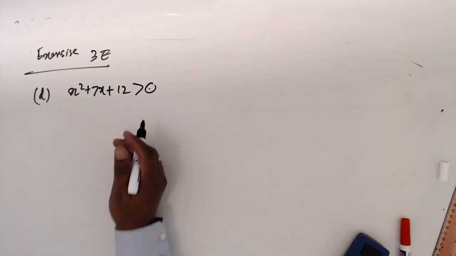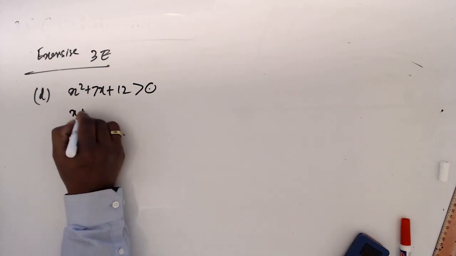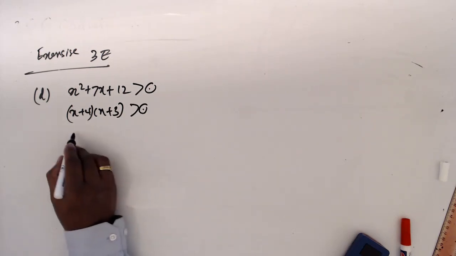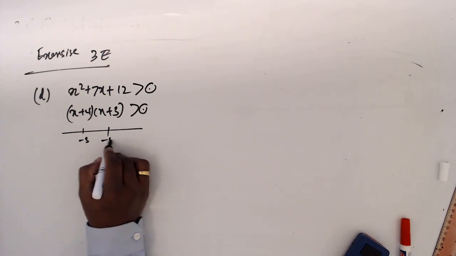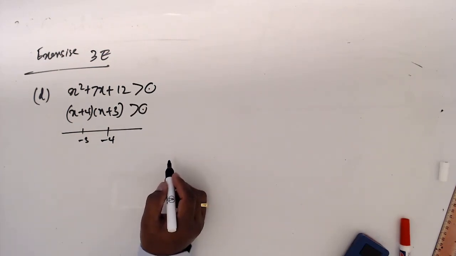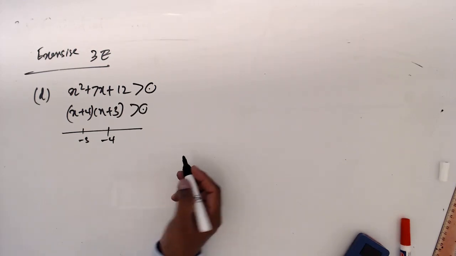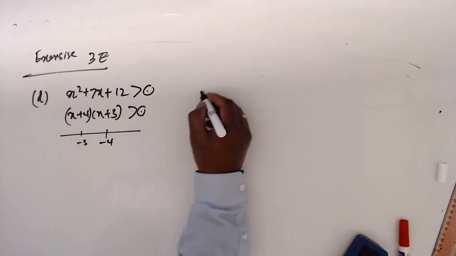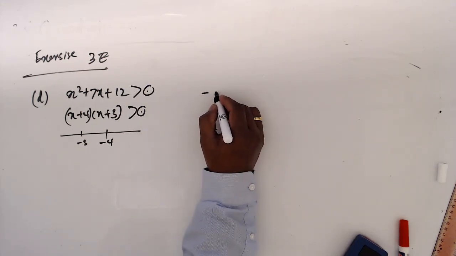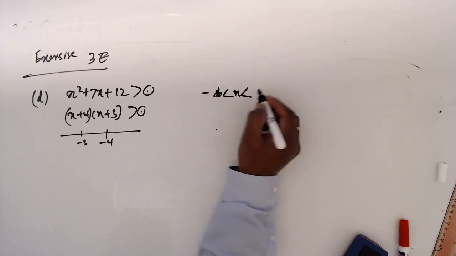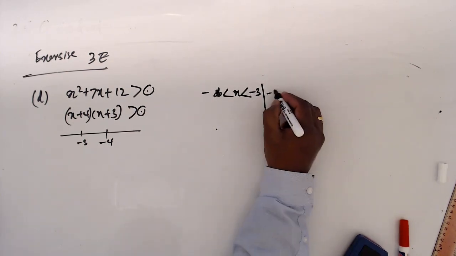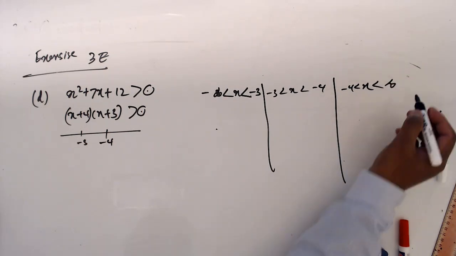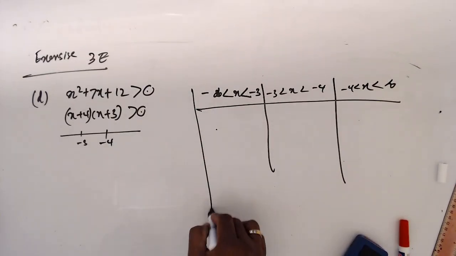Part D, x square plus 7x plus 12. So, x plus 4 times x plus 3 greater than 0. So we know that minus 3 and minus 4 are the roots. So, minus infinity greater than x greater than minus 3, minus 3 greater than x greater than minus 4, minus 4 greater than x greater than positive infinity.